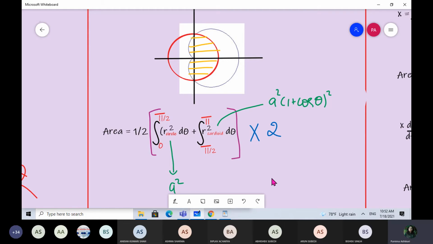Yes, any doubt anyone? This is slightly tricky. This question is tricky. Anybody having any queries? No queries?